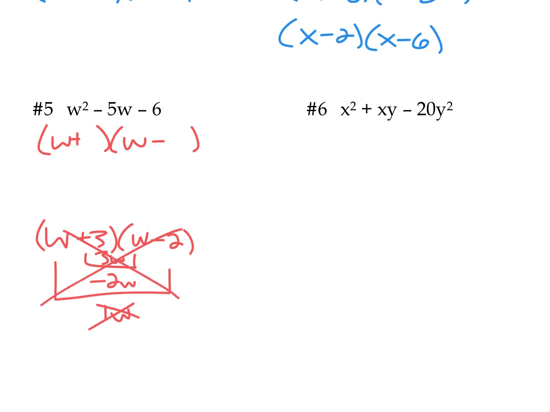They have to be different signs, and they have to add to negative 5. That's going to be 1 and 6. Positive 1 and negative 6. Those multiply to give me negative 6 and add to give me negative 5.